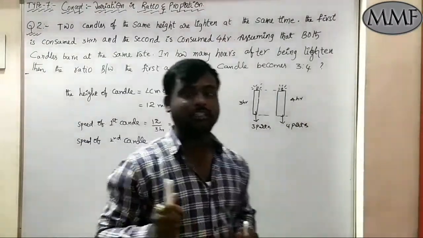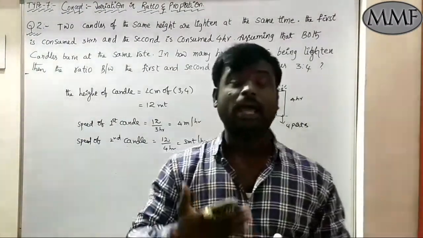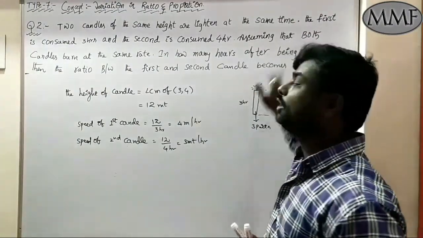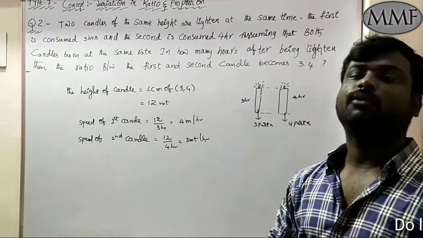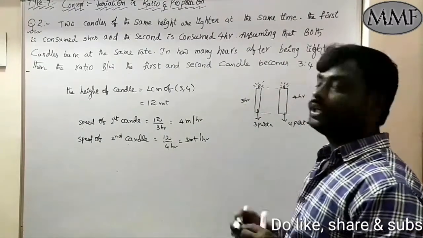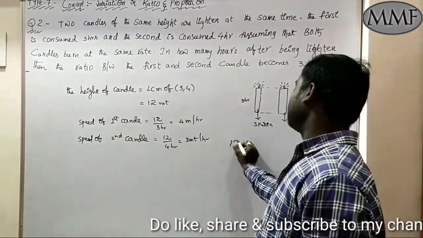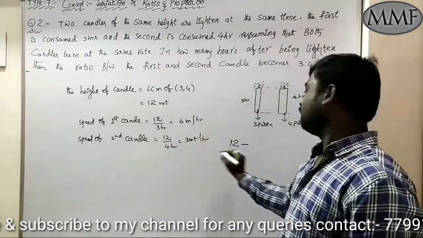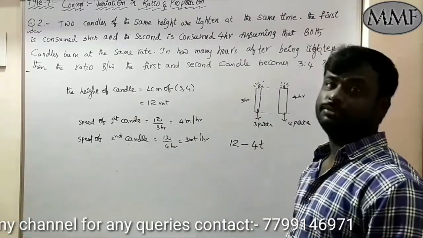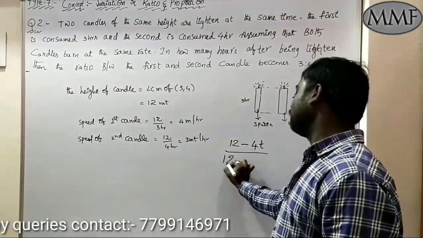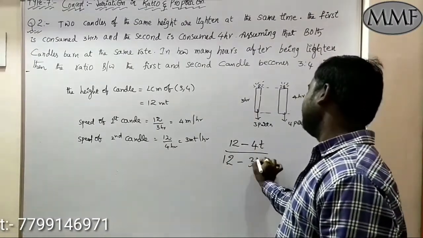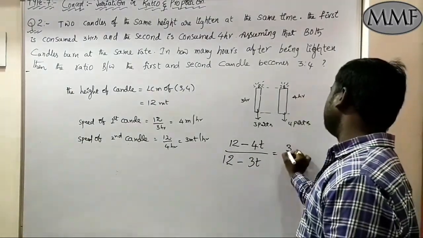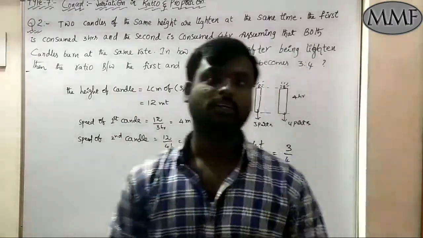My question is not this. After what time will the ratio of their heights become 3:4? That is my question. First, the candle of height 12 meters: in that, 4T is consumed, divided by 12 minus 3T consumed. T is the time taken when the ratio will become 3:4. Clear or not? So this is the question.